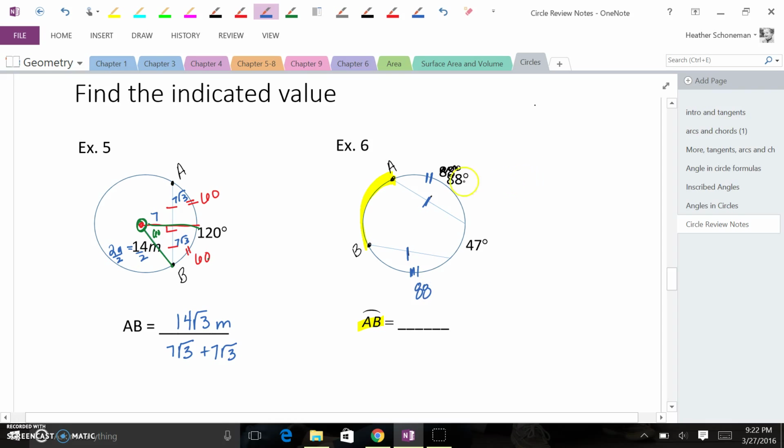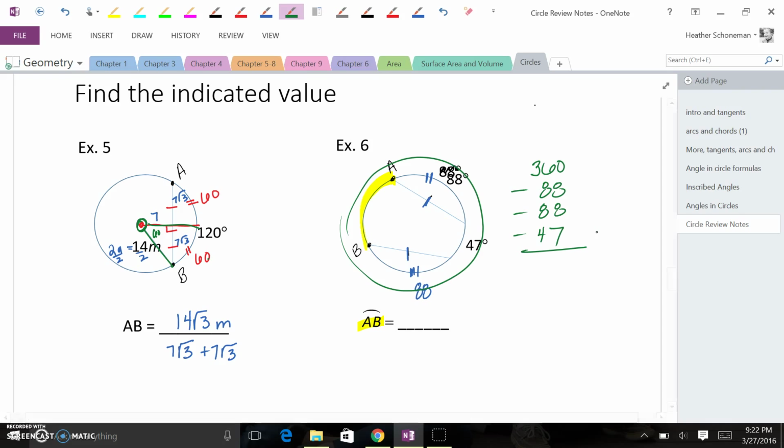So now to figure out what AB is, we know that all the arcs in a circle have to add up to 360. So if we do 360 minus 88 minus 88 minus 47, that'll tell us what AB is. So put that in your calculator. You get 137. And that is the measure of AB.